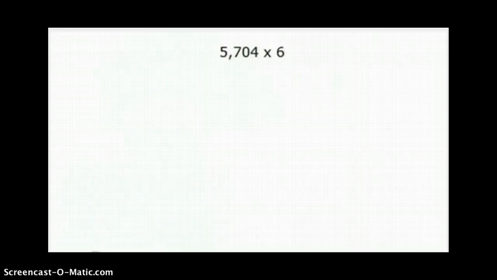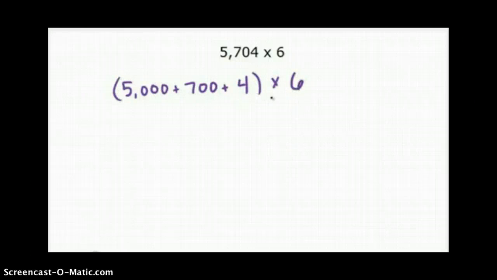Let's see how this works with a larger number. 5,704 times 6. Our first step will be to break 5,704 into its parts: 5,000 plus 700 plus 0 tens plus 4. And all of that we will multiply by 6. Now we will distribute our times 6 to each part of 5,704.